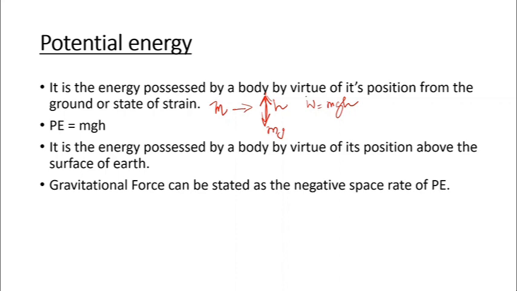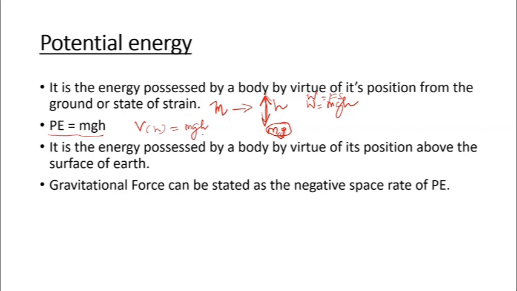Work done, as we learned earlier, W is equal to force into displacement. Here the force is the weight of the body, and h is the displacement. So W is equal to mgh. That is why we write potential energy is equal to mgh. Potential energy is given as V of h. So that can be expressed as mgh.